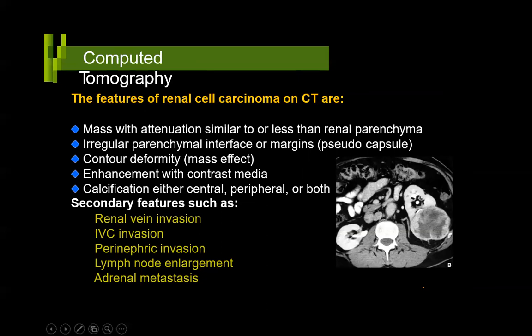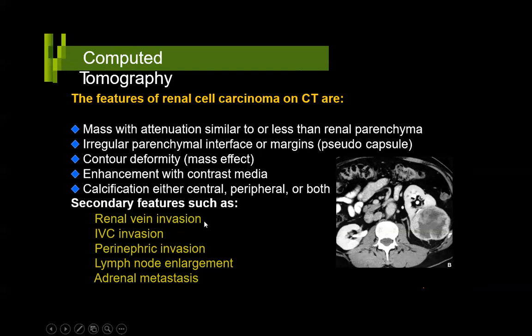So the things to look for are these 6 things: renal vein invasion, IVC invasion, perinephric invasion. So that means, does it extend beyond the renal contour into the perinephric fat? Is it limited by the capsule of the kidney, or has it gone beyond Gerota's fascia, which is the perinephric fascia? Okay. Are there any lymph node enlargements?